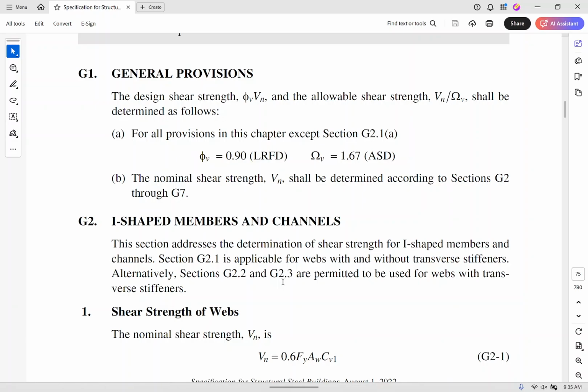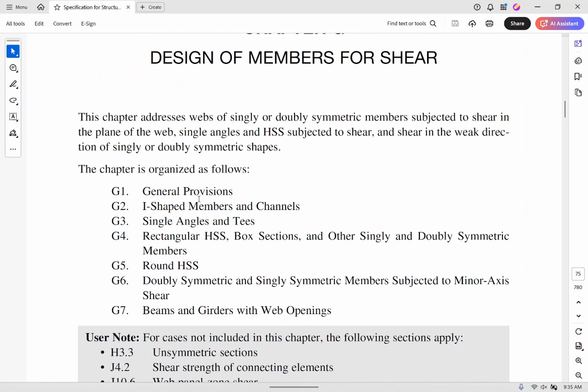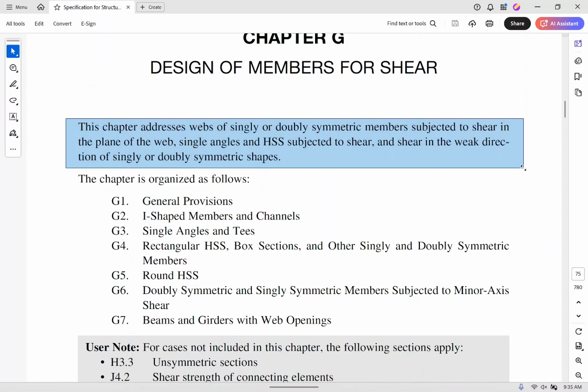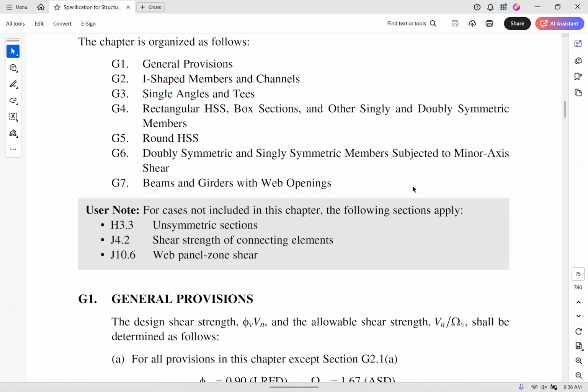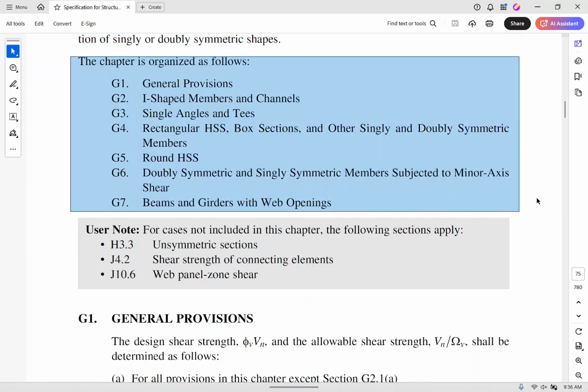So let's take section G1. So this whole chapter, let's just be clear, what's the title of this chapter? Design of members for shear. This chapter addresses webs of singly or doubly symmetric sections subjected to shear in the plane of the web. So here's the organization of the chapter. Let's take a look at this.